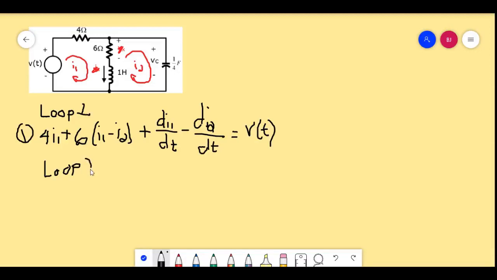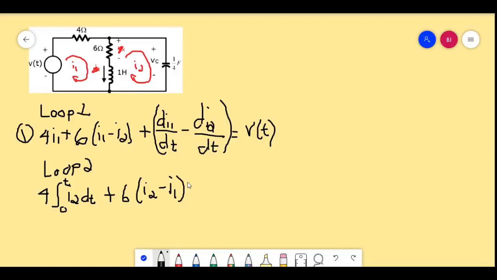Now for loop 2, let's start with the capacitor. So this would be the reciprocal of 1 over 4, so that would be 4 times the integral of I2 dt from 0 to t, or again for some text, negative infinity to t, plus we'll have 6 (I2 minus I1).